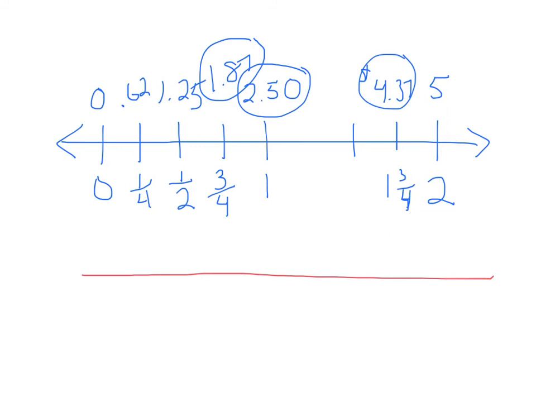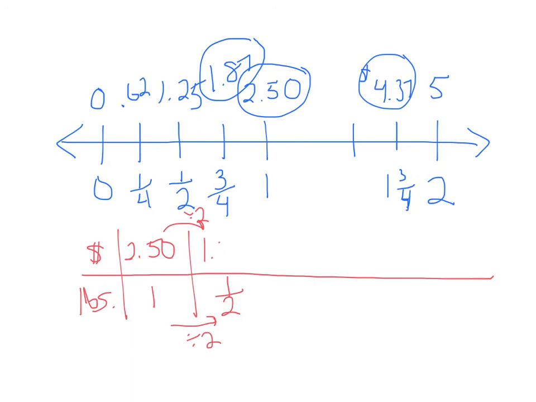So, I'm dealing with two different types of units. I'm dealing with money, and I'm dealing with pounds. It doesn't matter which one you put on top as long as you're consistent. So I know that 1 pound is going to cost $2.50. If I cut that in half, which is dividing by 2, that's going to be $1.25. Cut that in half again. I'm going to get 62 cents.